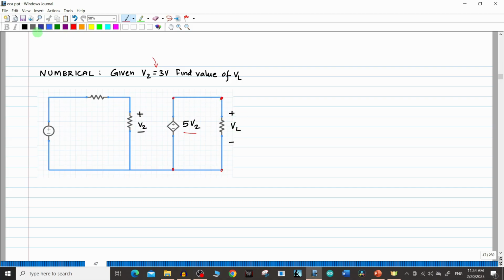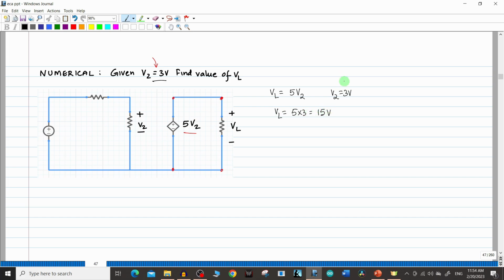So basically the idea is that the value of VL will be equal to 5 V2, which is the magnitude of the VCVS here. So it is easy. V2 is given to be 3 volts. So therefore VL will be equal to 5 into 3, which is equal to 15 volts.